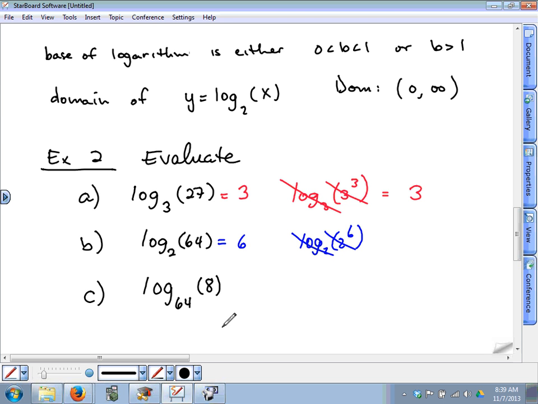Now, the reason this is considered to be more difficult, it really isn't more difficult, but the reason it's perceived to be more difficult is that usually the base is smaller than what's inside the logarithm, right? But this time the base is larger than what's inside the logarithm. It's different, yes. More difficult, no. You just need to make the exponent. Close. Not a negative exponent. The log base 64. How can we change 8 into 64 to some power?